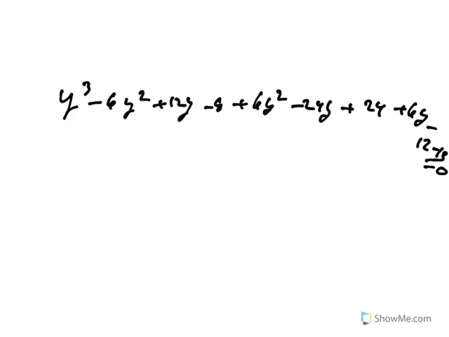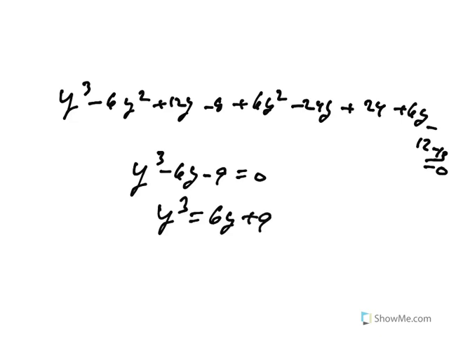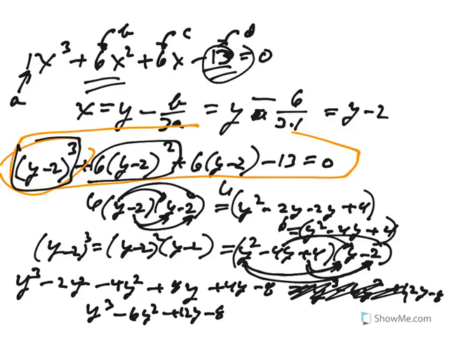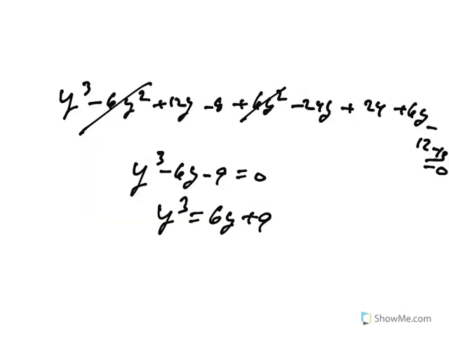When you combine this, be extra careful. It will end up being y cubed minus 6y minus 9 equals 0. And that's not an accident that the squared term cancels out, because if you choose properly y minus b over 3a, you should always expect that the x squared term will cancel out. And what you're left with is a depressed cubic. So we use the formula for that.